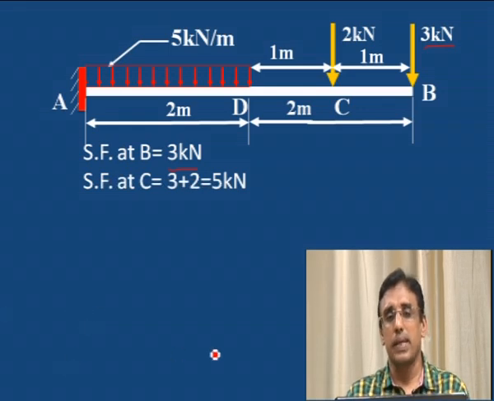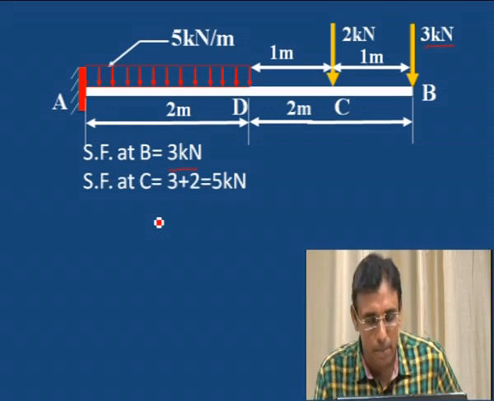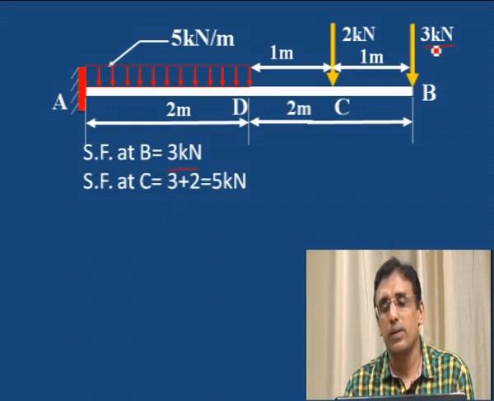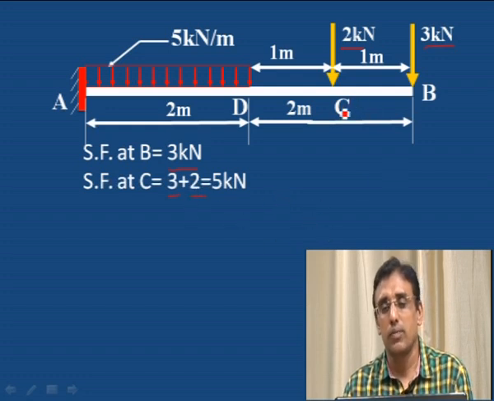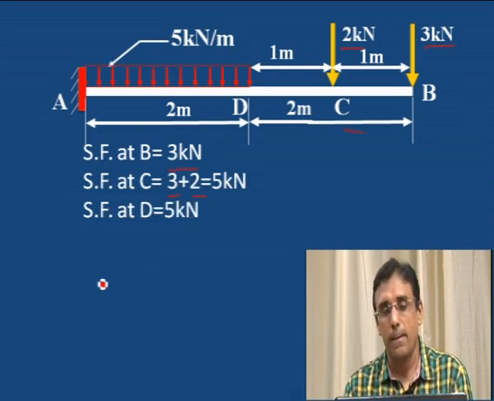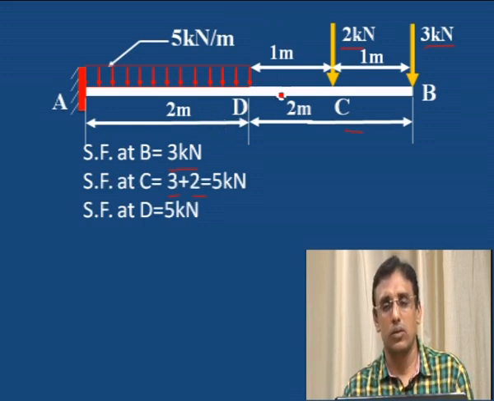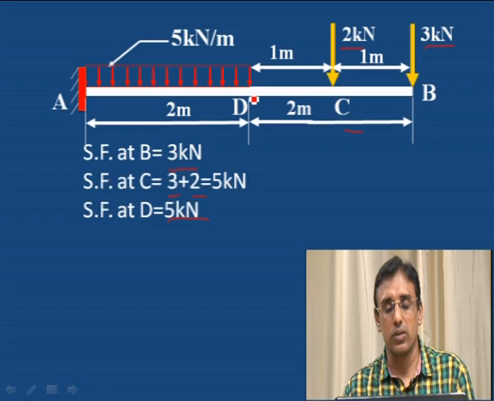Shear force at C. For calculating the shear force at C, the 3 kilonewton already taken in the previous point B, plus one more load, 2 kilonewton. 3 plus 2, 5 kilonewton is the shear force at C. Shear force at D. From D to C, no further load is added. Therefore, 3 plus 2, 5 kilonewton, is the same at D also. Therefore, shear force remains constant from C to D.